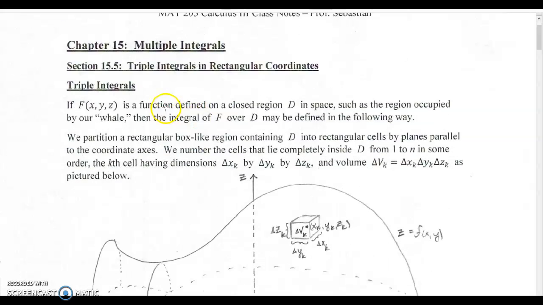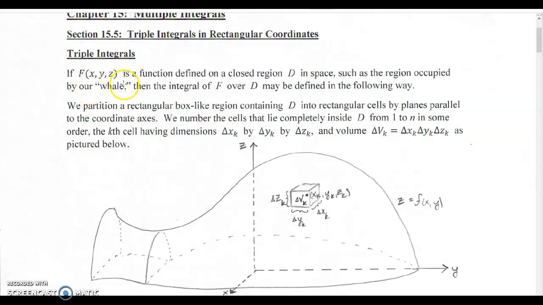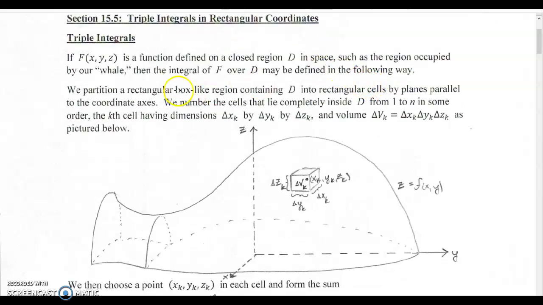So triple integrals, if we have a function f of x, y, z, that's a function defined on a closed region D, capital D in space, such as the region occupied by our Herbie the whale here, then the integral of f over D may be defined in the following way.